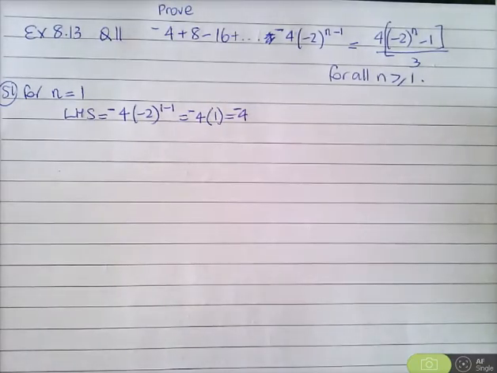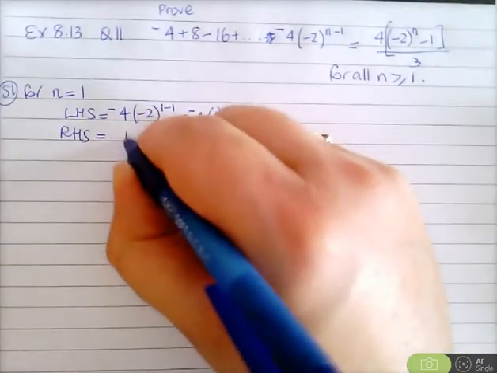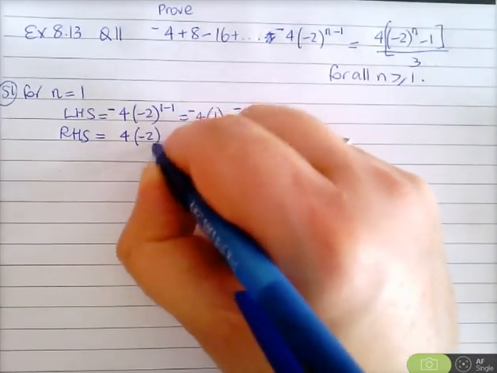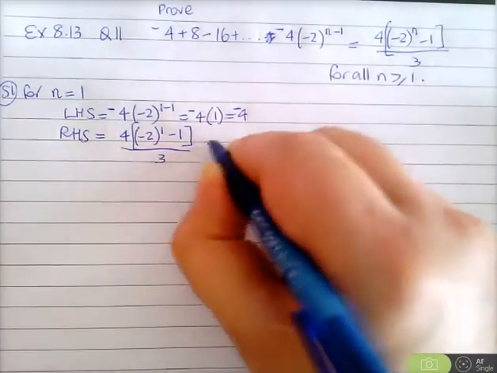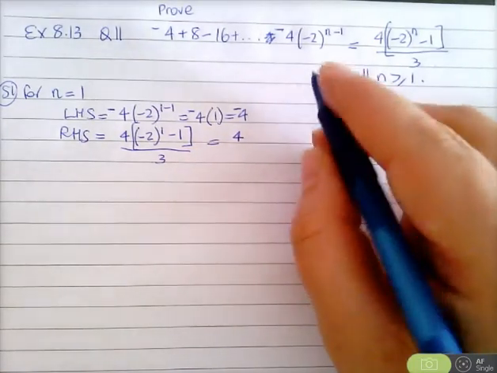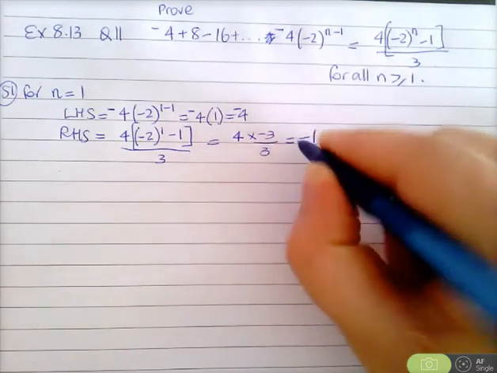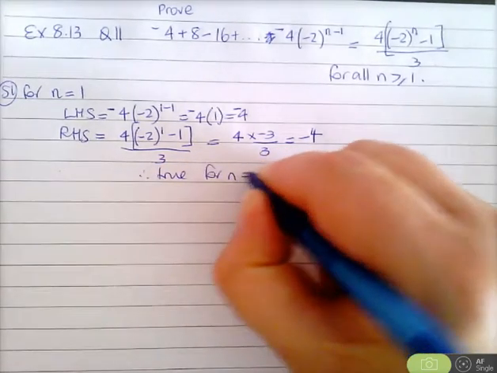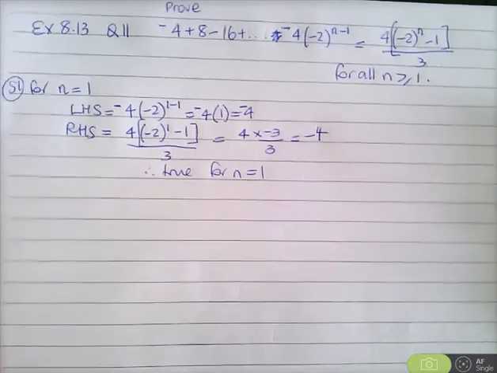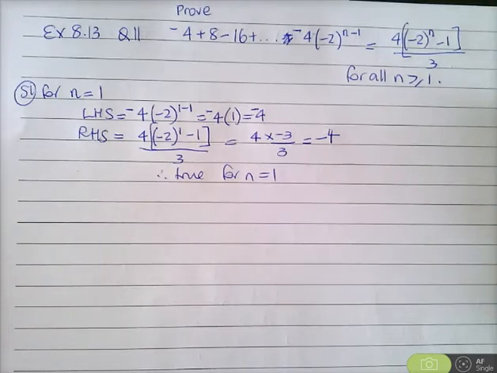Okay? So the left-hand side is that. The right-hand side is 4 times negative 2 to the power of 1 minus 1 over 3, which is 4 times negative 2 minus 1 is negative 3 over 3, which is negative 1. No, which is negative 4. Therefore, true for n equals 1. So, girls, there's a mistake in the question for question 11. This nth term has to have a negative in front of it. Okay? All right, let's keep going.